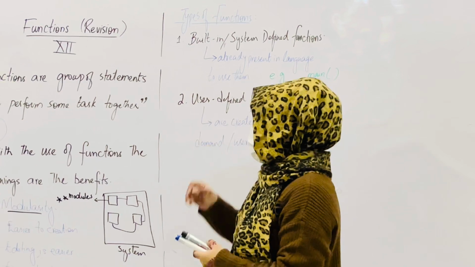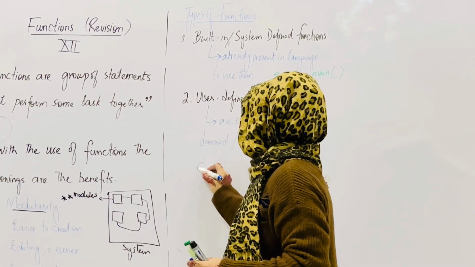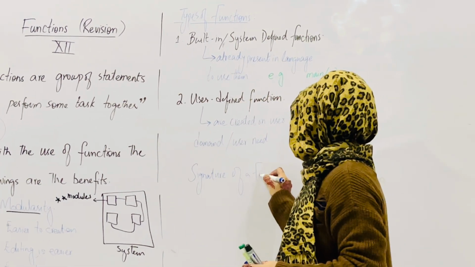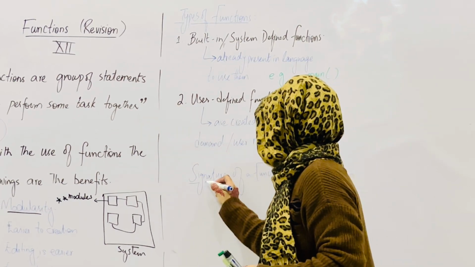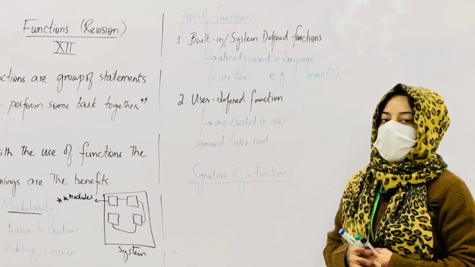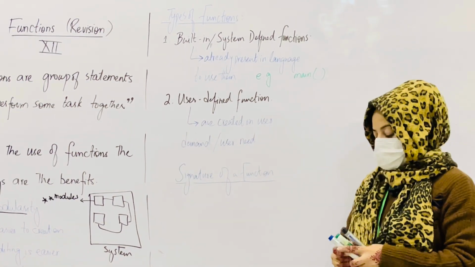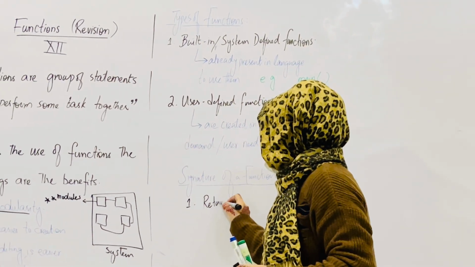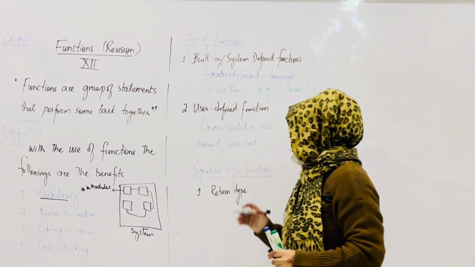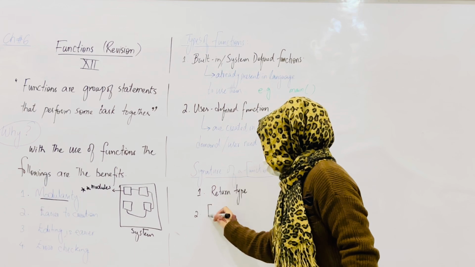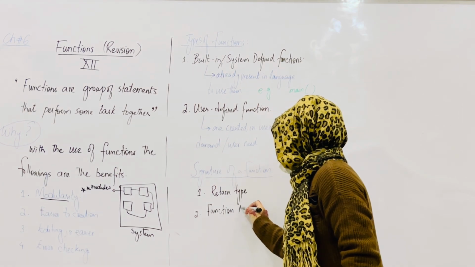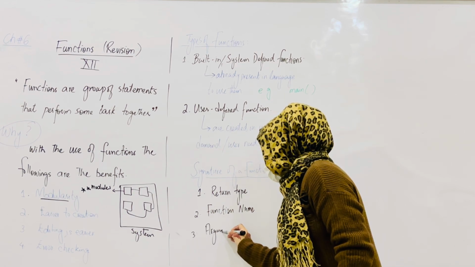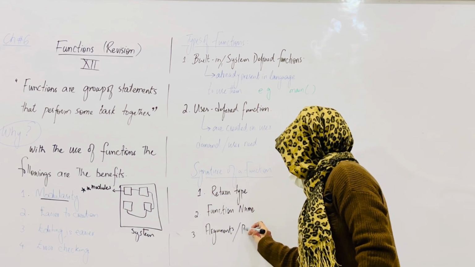Now the next thing which I'm going to revise is your signature of a function. How a function is being created and what are the main parts or elements of a function. So signature of a function is composed of three things. Number one is the return type. Number two is your function name. And third is, you can say, arguments or parameters.